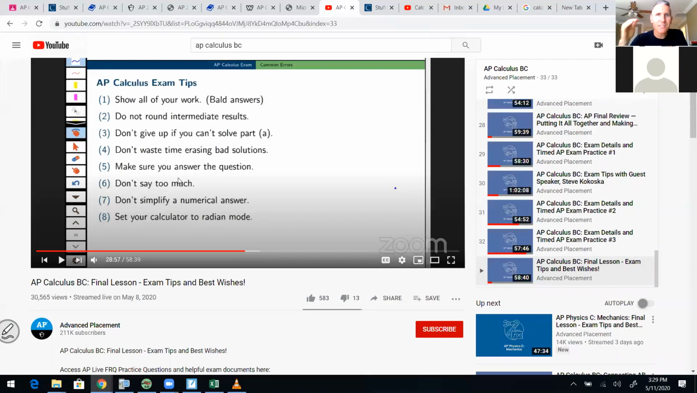Make sure you answer the stinking question, right? So they might ask you, where does the function attain its absolute maximum value? That's the x value. Or what is the absolute maximum value? That's the y value, right? That's the f of x value.